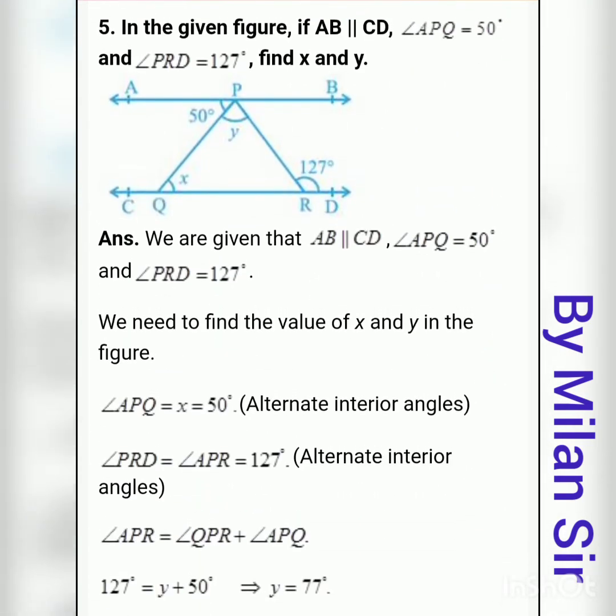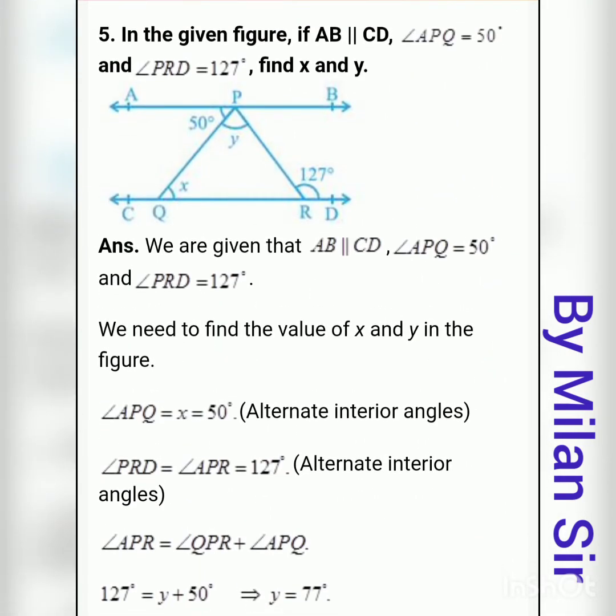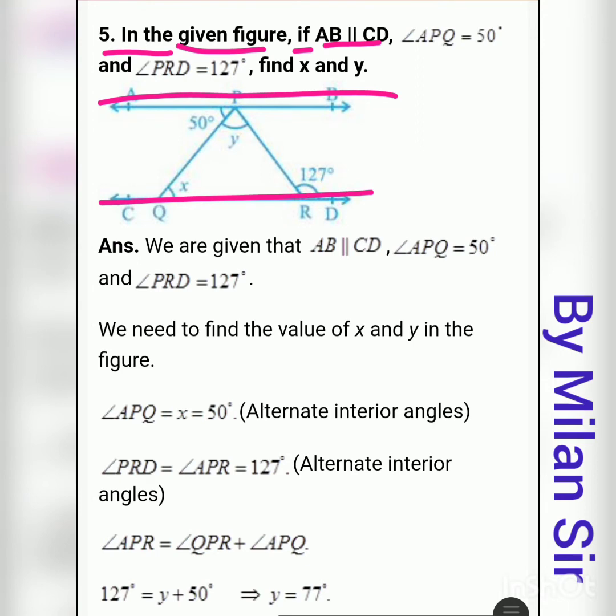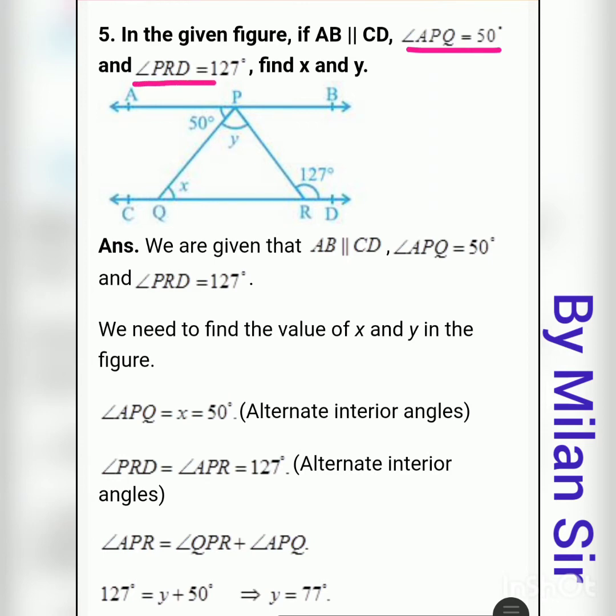After that, question number 5. First of all, read this question. In the given figure, if AB is parallel to CD, that means these two lines are parallel lines. Here angle APQ is equal to 50 degrees, and angle PRD is equal to 127. This is 50, this is 127. Find x and y. That means we need to find this x and this y. So here we need to find the value of angle x and angle y.